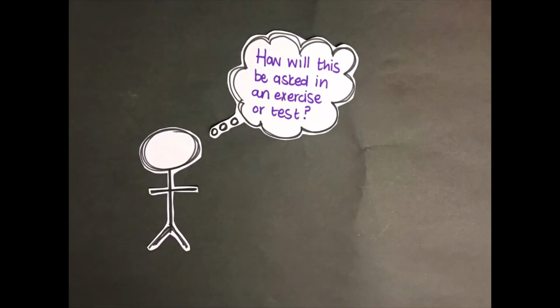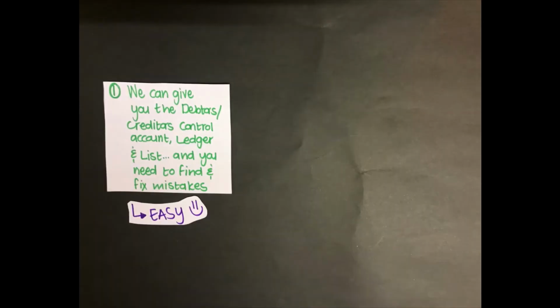Now, this is the question that you always love to ask us. How will this be asked in an exercise or a test? Okay, so you've got two options. We can either give you the debtors or creditors control account and the ledger and the list, like we've done in all of these previous examples, and you need to find and fix mistakes. Now, this is easy because it's usually calculation or layout errors.